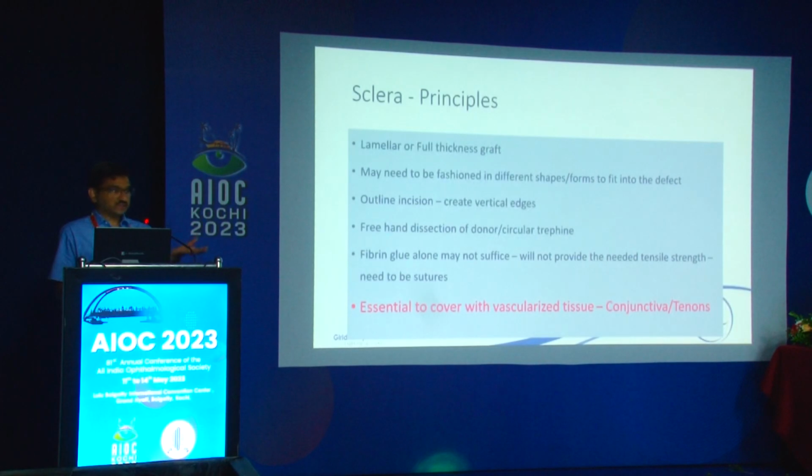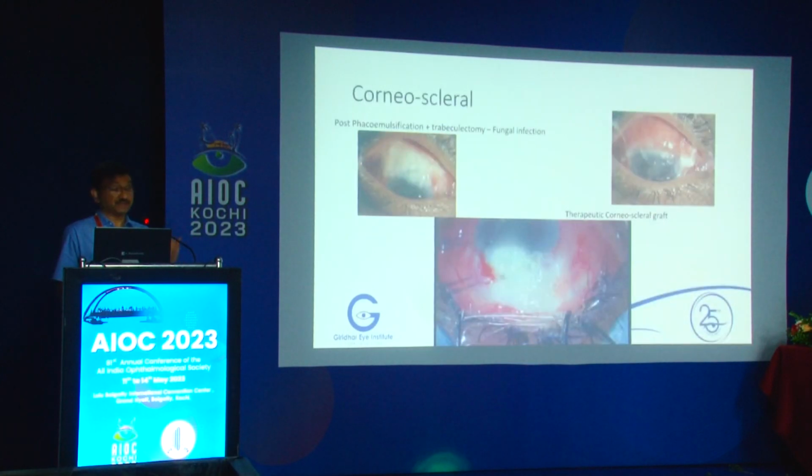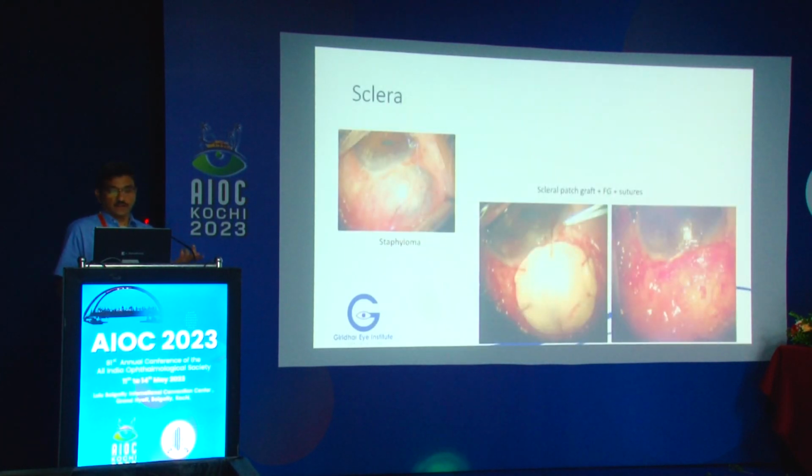Here also we have to decide whether it's a lamellar or full thickness graft that we need to use. And one important point when using a scleral patch graft compared to cornea is that this has to be covered with a vascular structure. Either vascular tenons or conjunctiva has to be used, because otherwise the exposure will cause scleral melt, because it is going to take time for epithelialization here.